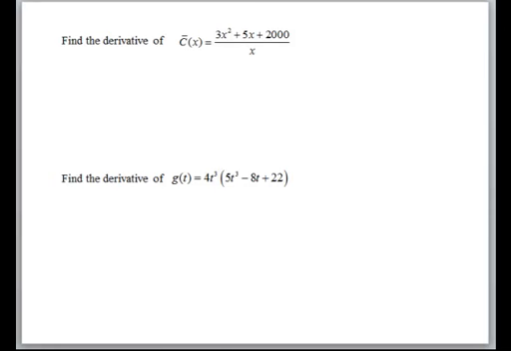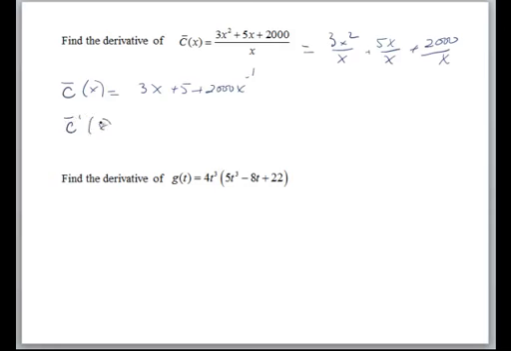Okay, so I'm going to handle it. I'm going to go ahead and do it that way by simplifying first. So c of x is going to be equal to 3x squared divided by x plus 5x over x plus the 2,000 over x. So when I simplify them, my average cost function is 3x plus 5 plus 2,000 x to the negative 1. And now I will take the derivative.